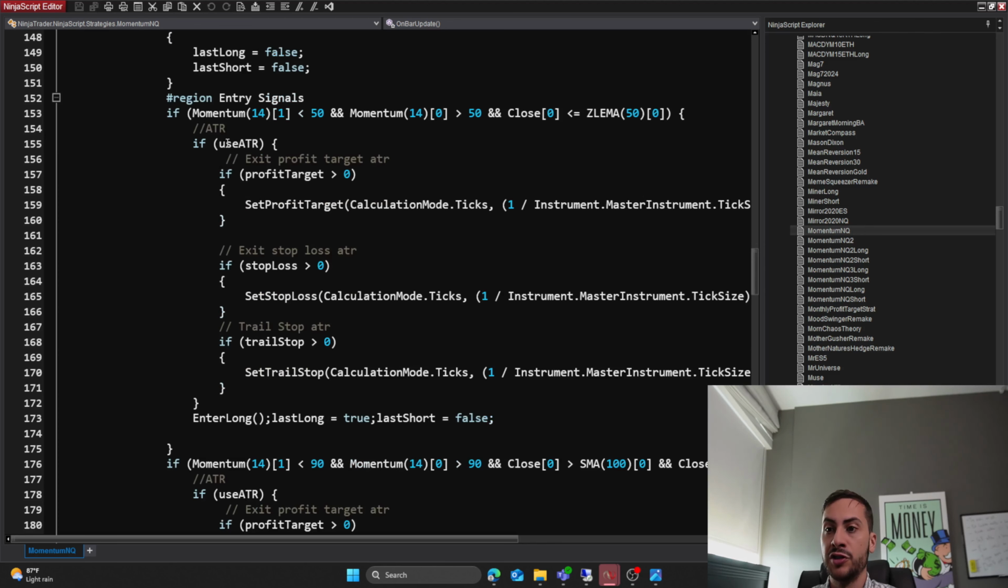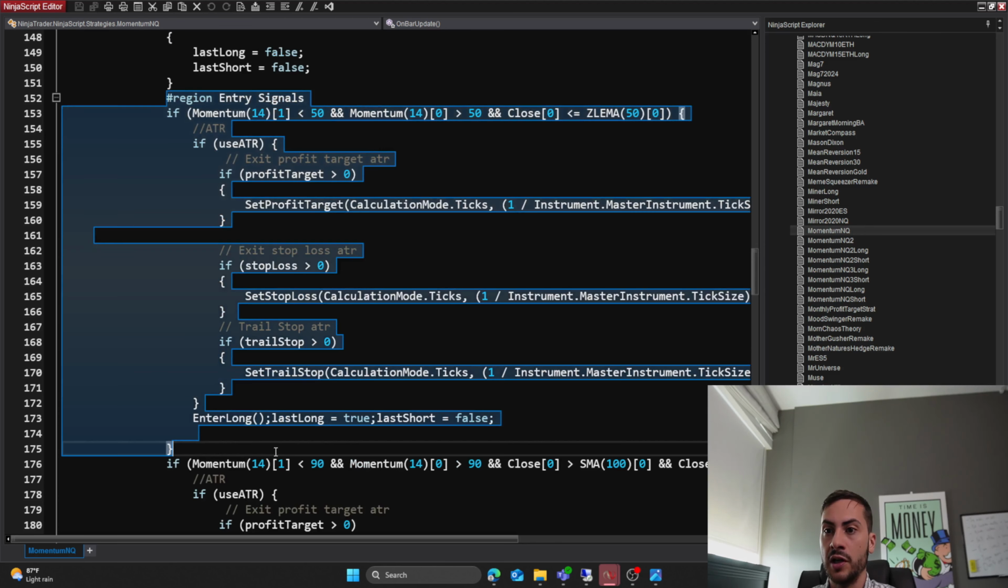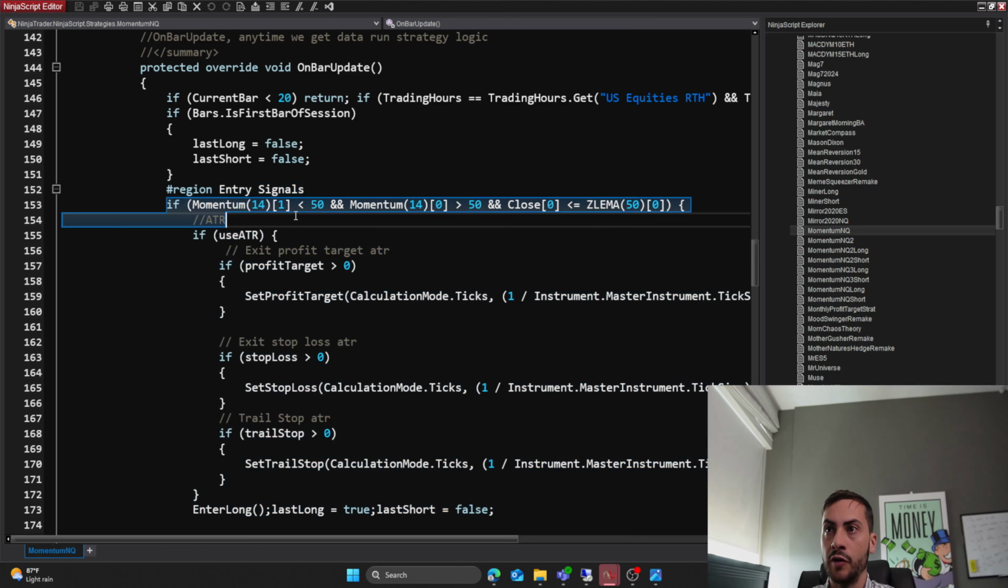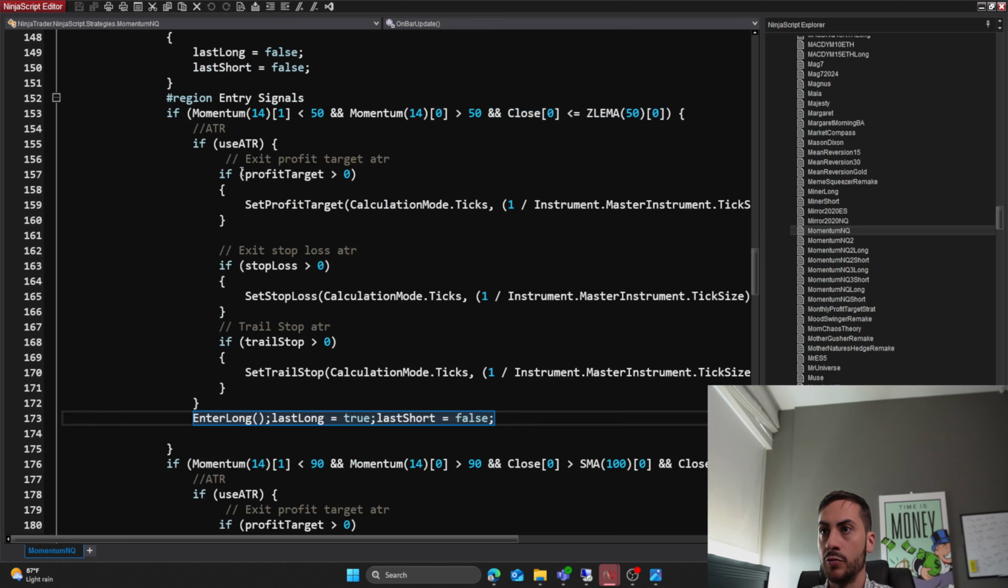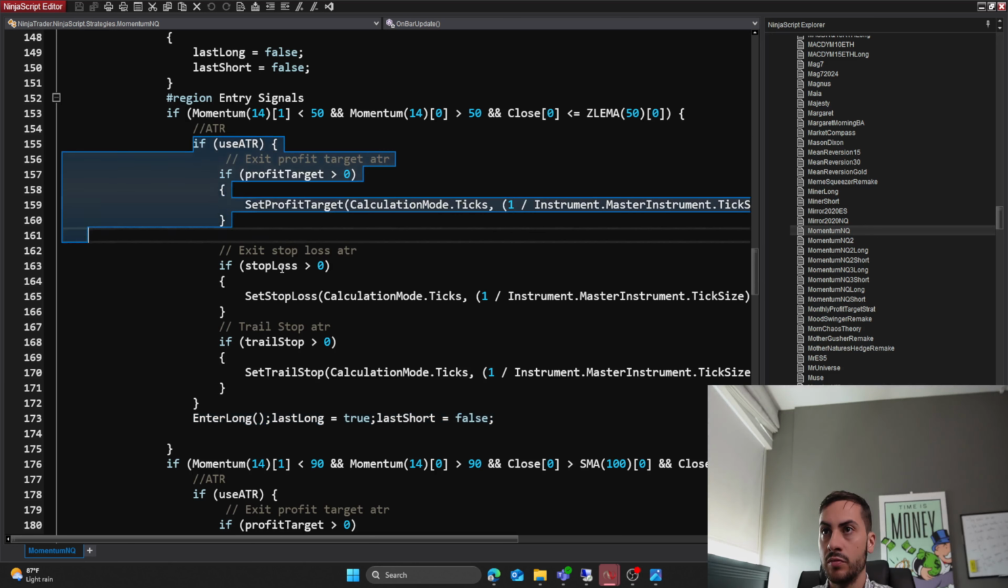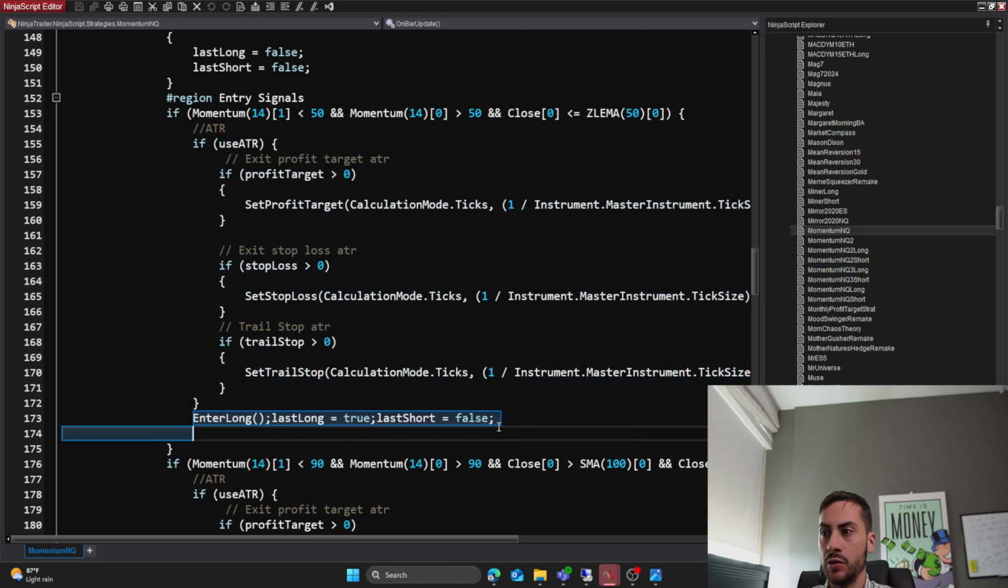All right, so we have our entry signals here. This is our long side. So in our if statement, we have: if the momentum using a period of 14, 1 bar ago, is less than 50, and now it's greater than 50, and the close is less than the zero-lag EMA 50 period, we are going to enter long. We're not using ATR, so this is not used. We're going to enter long.